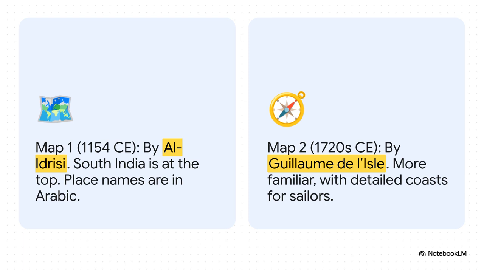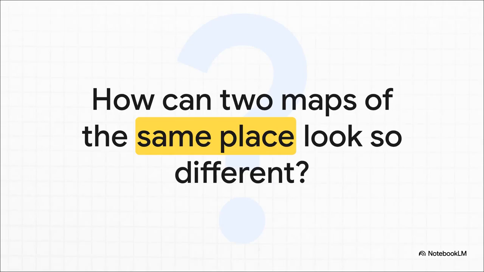Look at these two maps. They're of the exact same place, but they were made almost 600 years apart. The first one, from 1154, probably looks totally alien to you, right? South India's flipped to the top, and all the names are in Arabic. Now look at the second one from the 1720s. It feels much more familiar. You can see the coastlines are way more detailed, which makes sense, because European merchants and sailors were the ones using it. The difference is just wow. And it really makes you wonder, how on earth can two maps of the same exact region look this different?